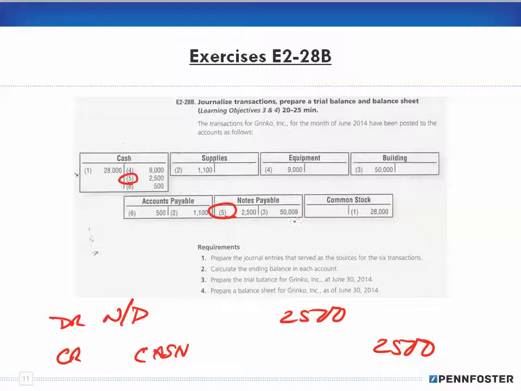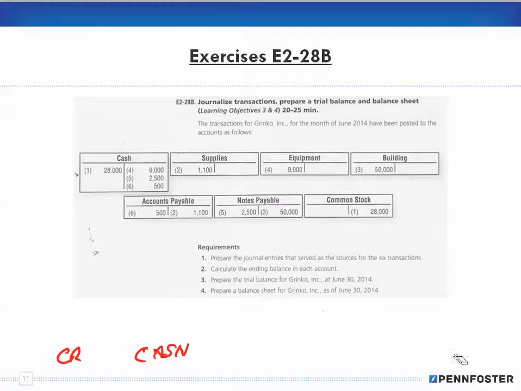I took out a notes payable for $50,000 to buy a building. So now I'm making a payment against that note. So that reduces the balance in my notes payable. And then for entry number 6, I have a credit to cash for $500. And I'm doing the same thing here, except I'm paying down my accounts payable for $500.